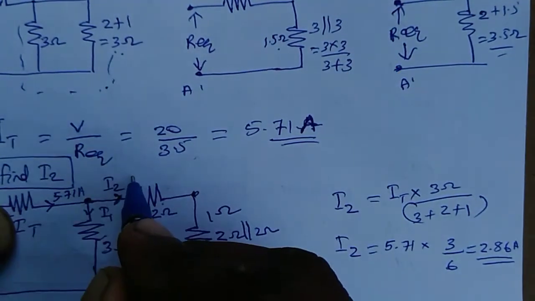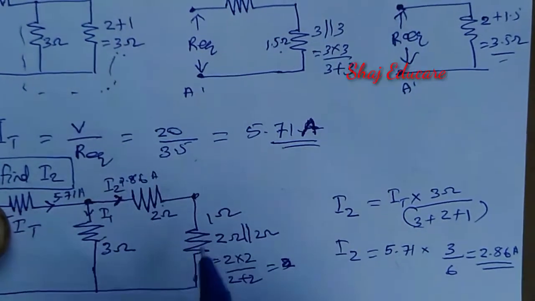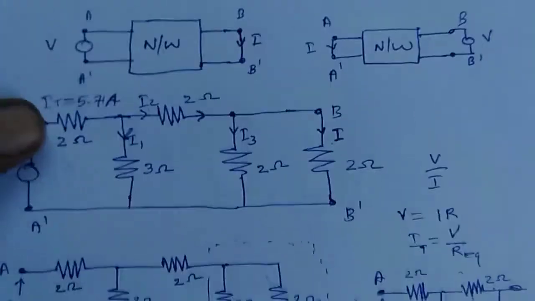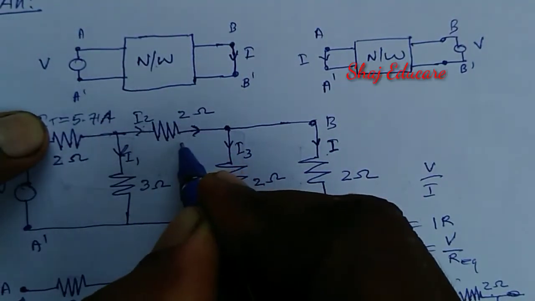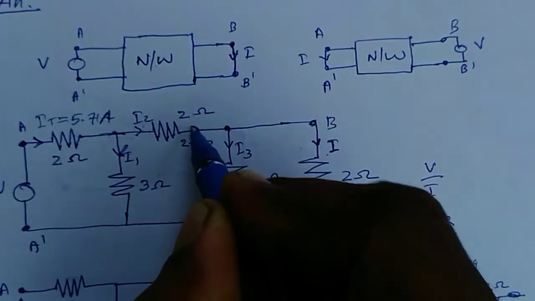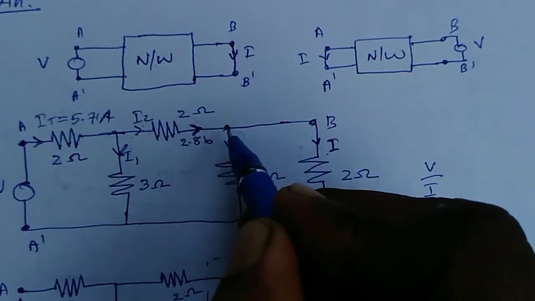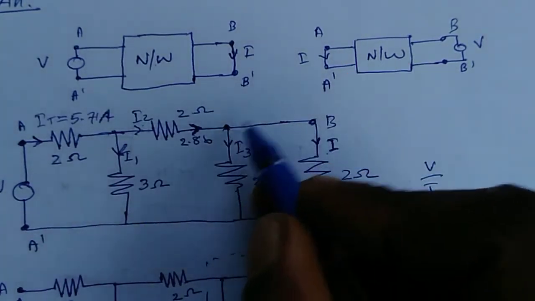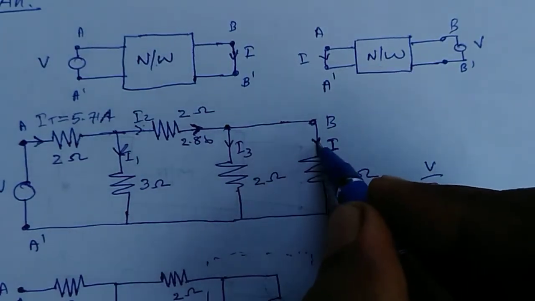This is 2.86 ampere, which means in this figure the I2 we are getting is 2.86. This 2.86 again reaches the node here, and it splits into two, I and I3. Again we have to find I.